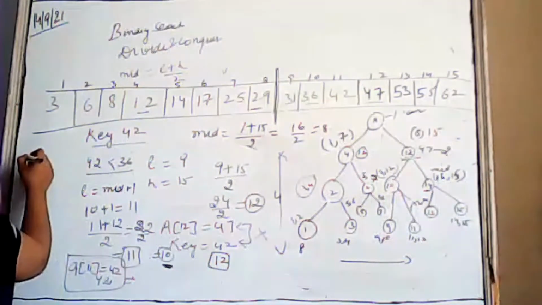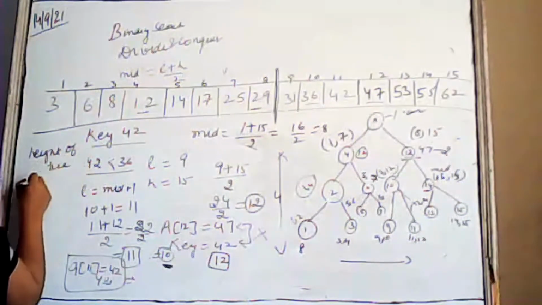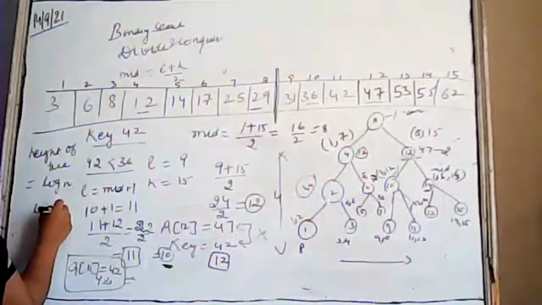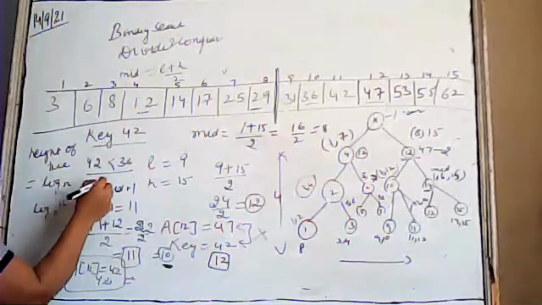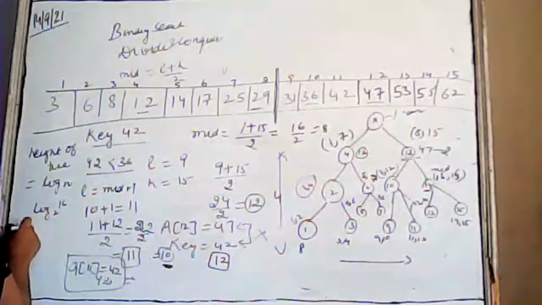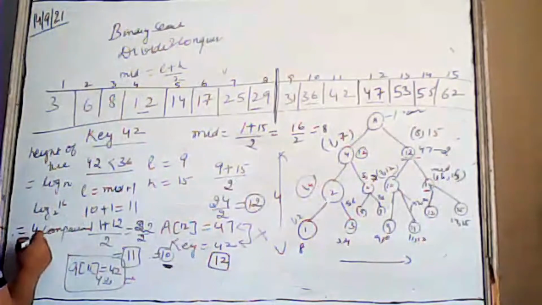So if the height of the tree is given by log n, that means log to the power 16, because there are total 16 nodes. So 4 comparisons will be done at the most.